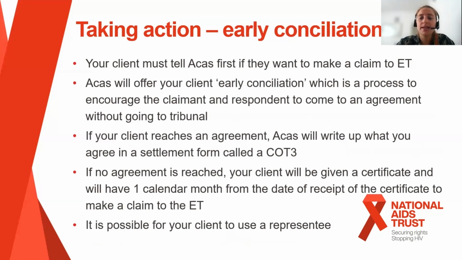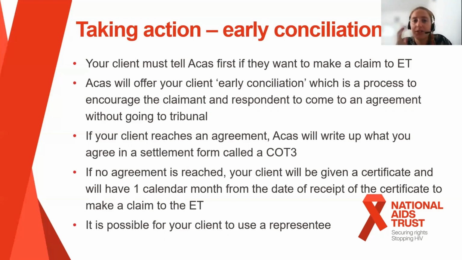So if your client does want to make a claim to the employment tribunal, first they have to tell ACAS that they want to make a claim. They will be offered early conciliation, which is another process to encourage the two sides to come to an agreement without having to go to the employment tribunal. And if your client reaches an agreement, ACAS will write up what you agree in a settlement called a COT3. It's possible for your client to use a representative who will take part in talks, make decisions, and agree a settlement on your client's behalf.